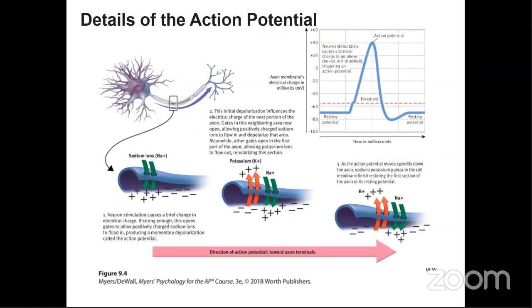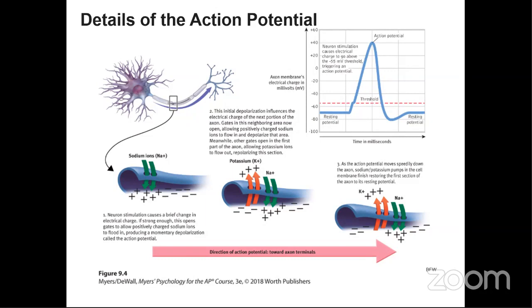So the neuron stimulation in step 1, you're going to have the sodium ions rushing in, potassium ions rushing out, and they're both positive. You can see those negatives inside the cell there. Those are the negative chloride ions. And you're going to have a change in charge where it becomes more positive during the action potential. This process is called depolarization. So when the cell is resting, it's polarized. During the action potential, it's depolarizing.